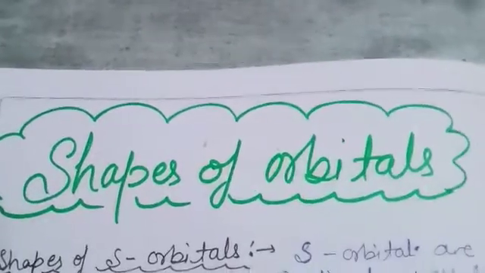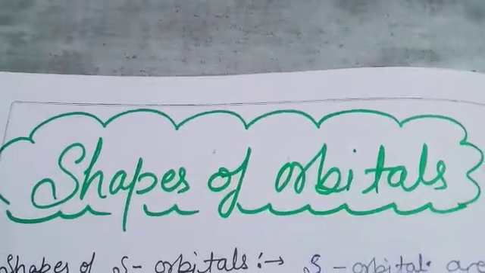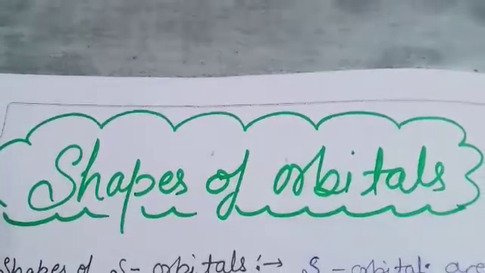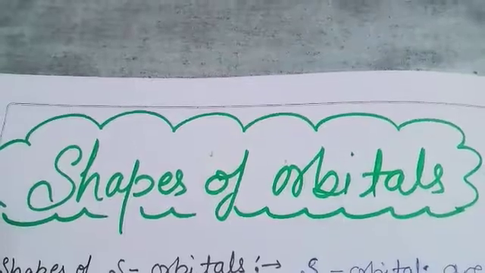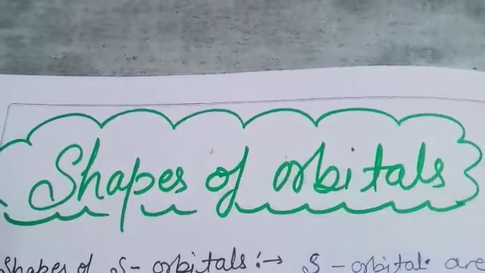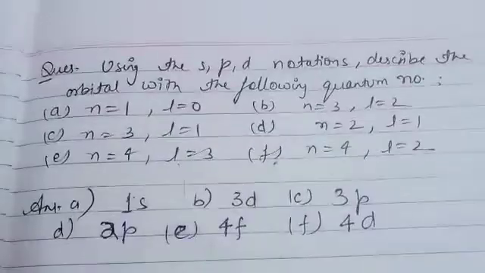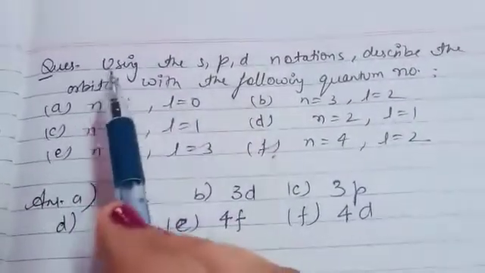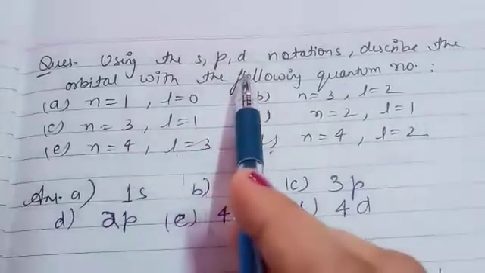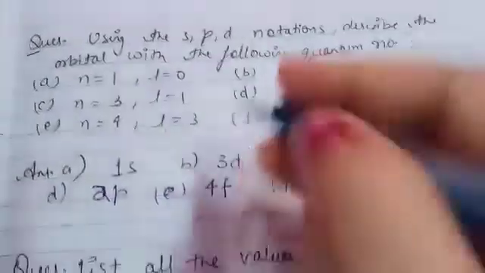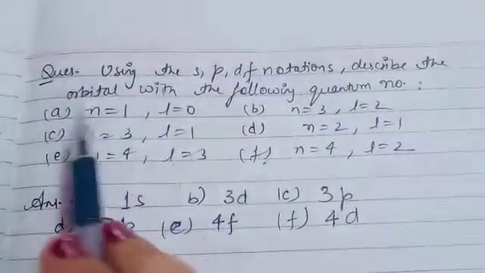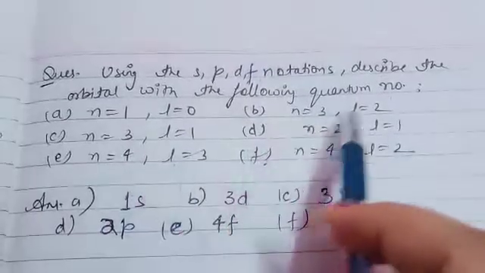Before I explain the shapes of orbitals, we have 2-3 types of questions based on quantum numbers. So first I'll explain that. After that I'll start with shapes of orbitals. Now just see, our first question is using the SPDF notations. Describe the orbital with the following quantum numbers.